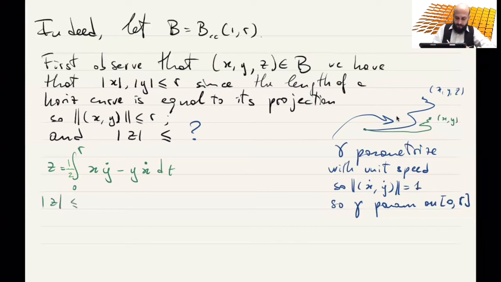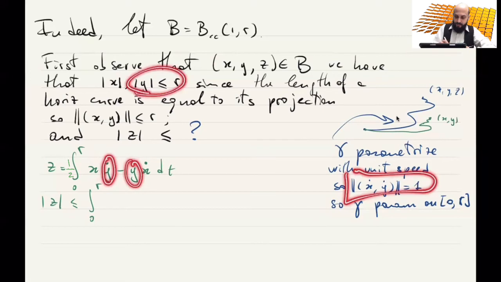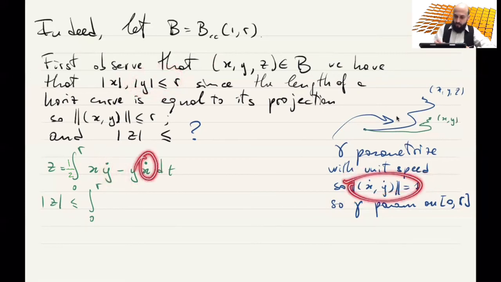Okay, so now let's be brutal and let's estimate. x is bounded by r, y dot is bounded by 1. Likewise, y is bounded by r, and x dot is bounded by 1. So I have twice r dt, which is 2r squared.